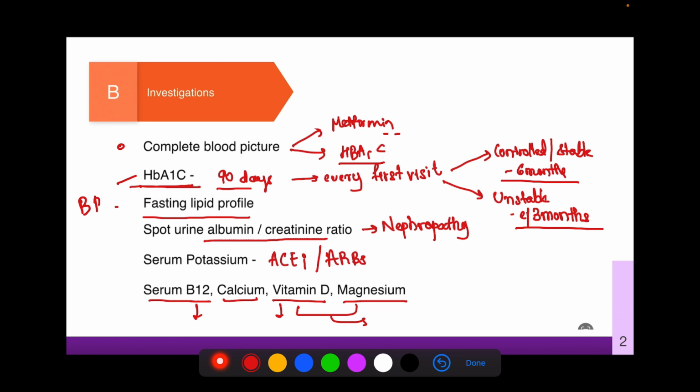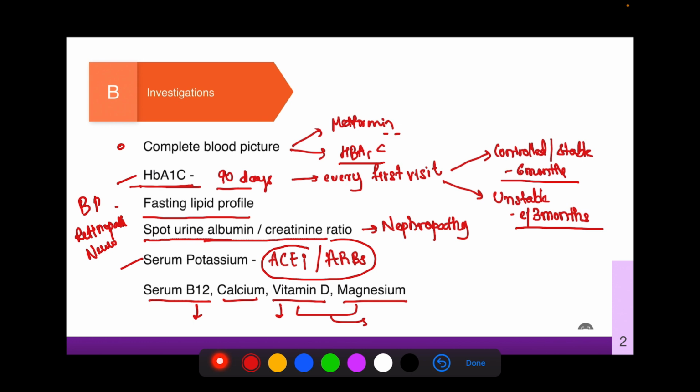Apart from that, you should also screen for the complications of diabetes. The important complications of diabetes are retinopathy, neuropathy and nephropathy. So you should counsel the patient to go to an ophthalmologist and get retinopathy screening done. Then for neuropathy, you can check for sensation of fine touch, vibration, proprioception, reflexes in the patient. And for nephropathy, you will do a spot urine albumin by creatinine ratio, which we call ACR. If the patient has diabetes and hypertension, and is on ACE inhibitors or ARBs, you will get serum potassium done as well.